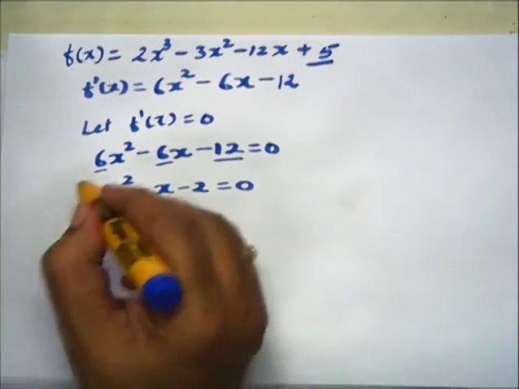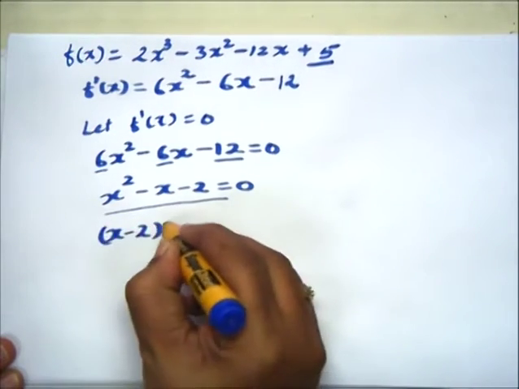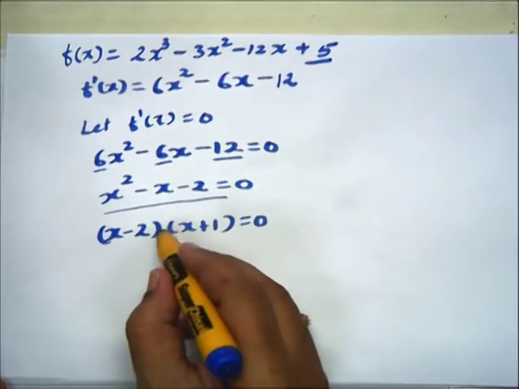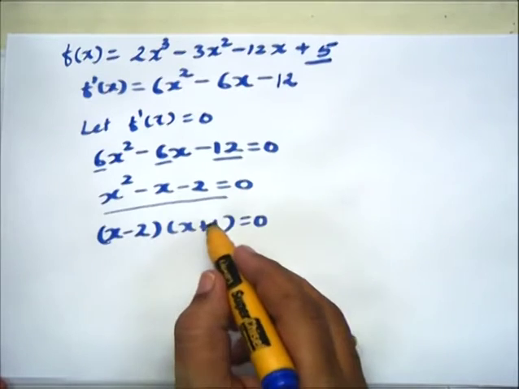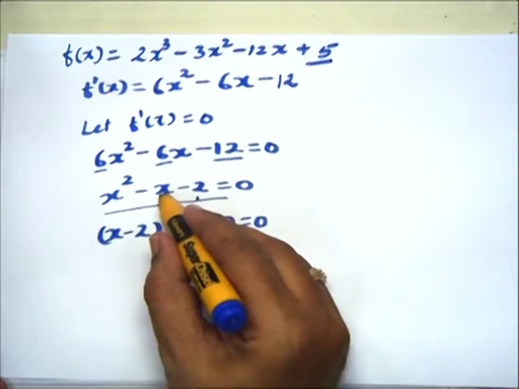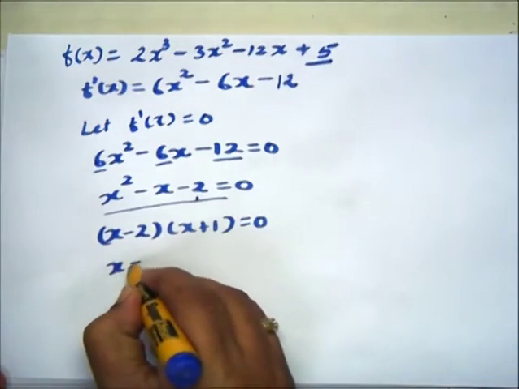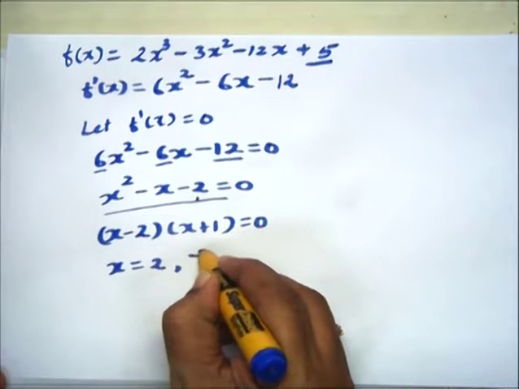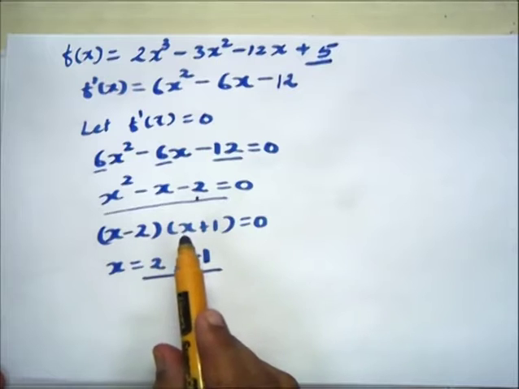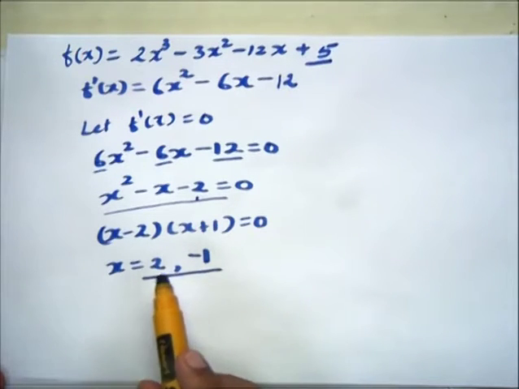Now let us factorize this. There are two factors, x minus 2 and x plus 1, because the product is minus 2 into 1, and the sum of minus 2 plus 1 is minus 1. So it means x is equal to 2 and x is equal to minus 1. These are two roots. For these values, the function will be either maximum or minimum. Now let us find at which point exactly the function is maximum or minimum.